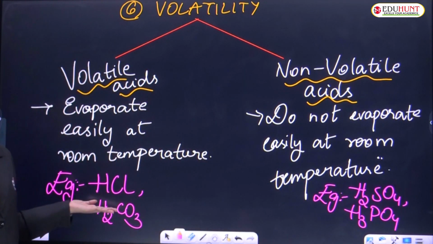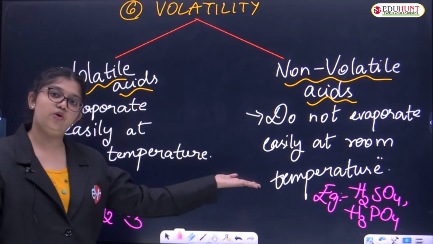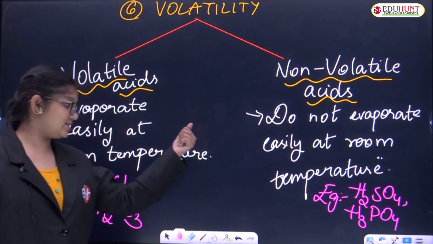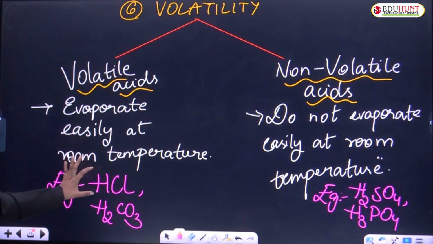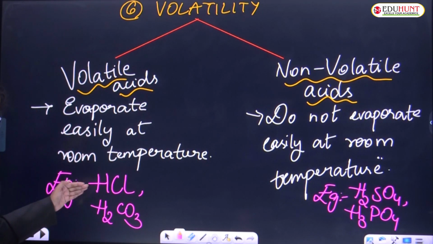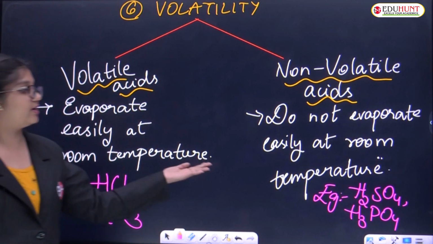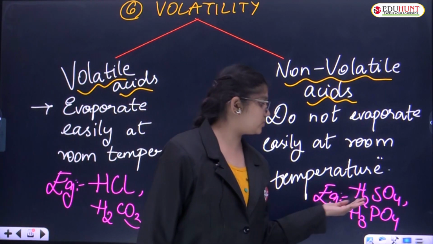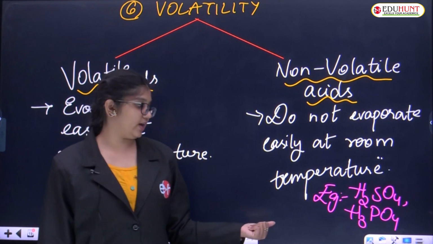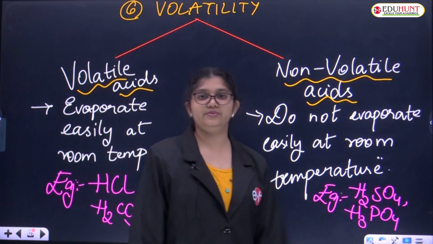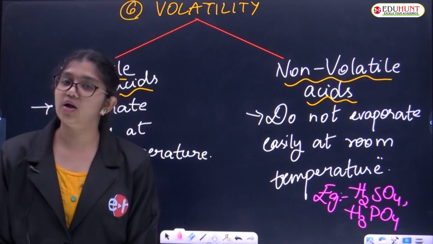What's a volatile acid now? Which evaporates easily at room temperature. Those which do not evaporate easily at room temperature are called non-volatile acids. Examples: HCl, hydrochloric acid, and H2CO3, carbonic acid. For non-volatile: sulfuric acid H2SO4 and phosphoric acid H3PO4. Clear, children? This is all about volatility.